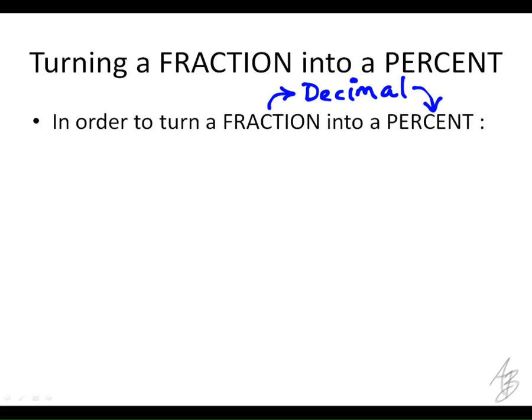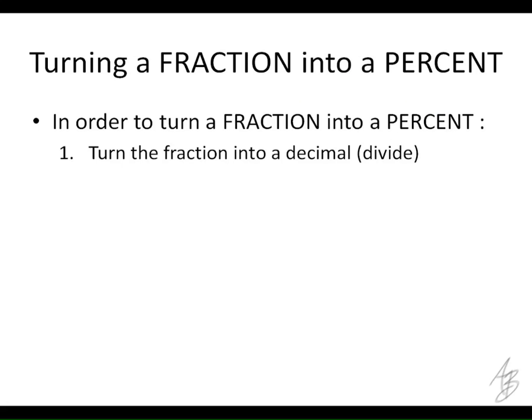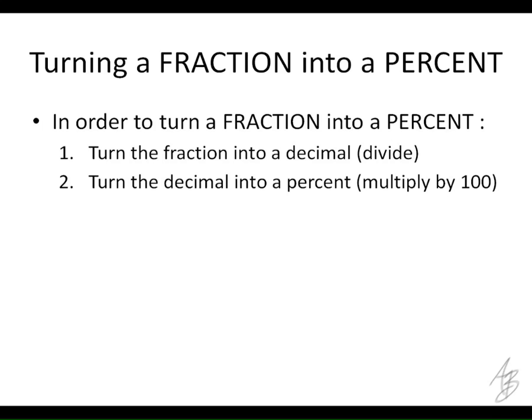So we can change a fraction to a decimal, we can change a decimal to a percent, and it's really two simple steps. We divide the numerator by the denominator, then we multiply by 100. Okay, so we're going to do those two things separately. We turn the fraction into a decimal first by dividing, then we turn the decimal into a percent by multiplying by 100. And don't forget, since it's a percent, we need to be sure we include the percent sign.